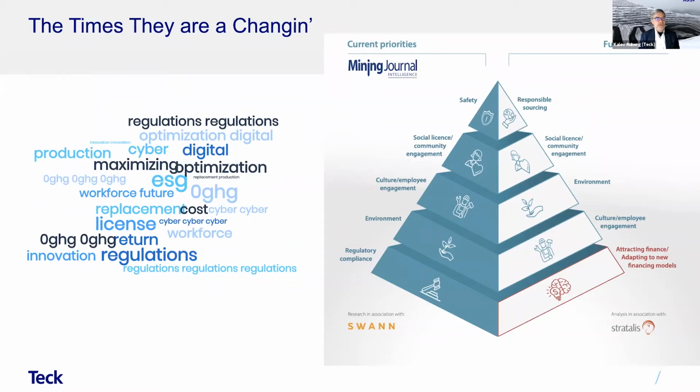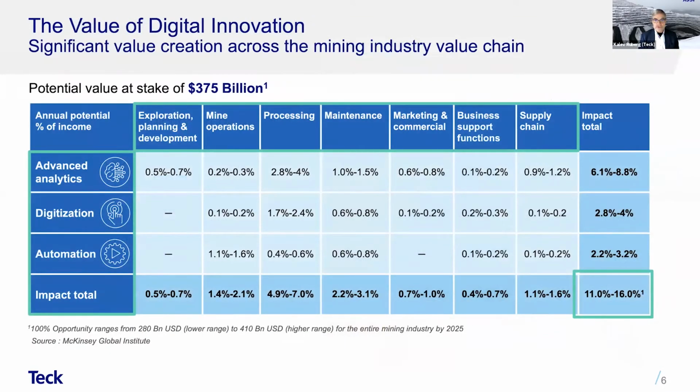It involves ESGs. So the focus of this word chart is really to look at replacement cost, workforce future, but you'll notice that in the middle the biggest issues are ESG, zero GHGs, and then cyber, and then also digital optimization. So that becomes one of the key words and the key methods for achieving what the industry would like to achieve.